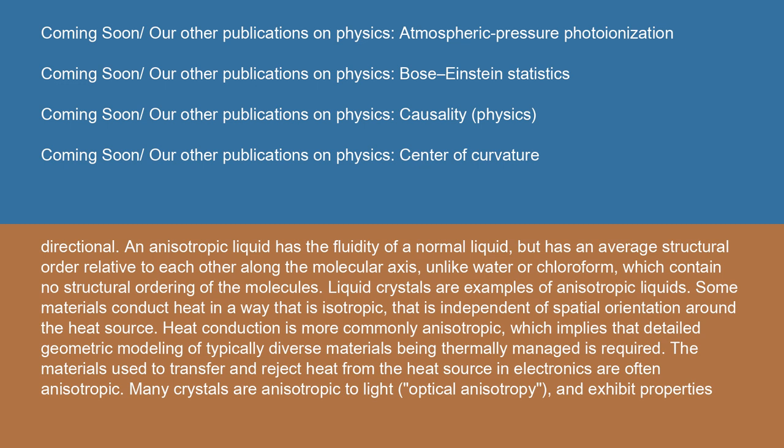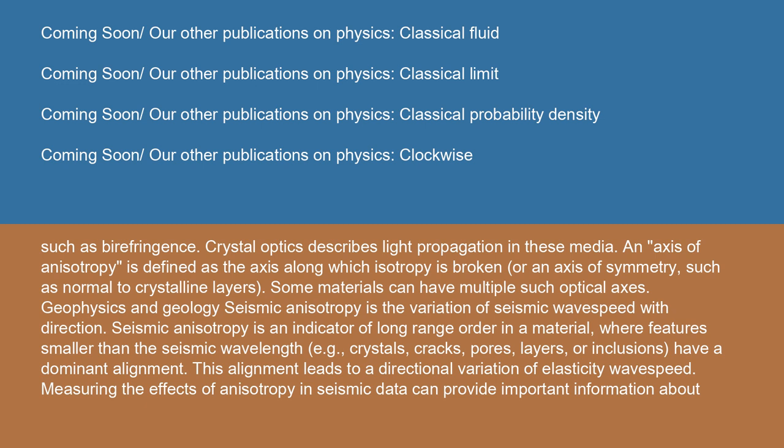Many crystals are anisotropic to light, optical anisotropy, and exhibit properties, such as birefringence. Crystal optics describes light propagation in these media. An axis of anisotropy is defined as the axis along which isotropy is broken, or an axis of symmetry, such as normal to crystalline layers. Some materials can have multiple such optical axes.